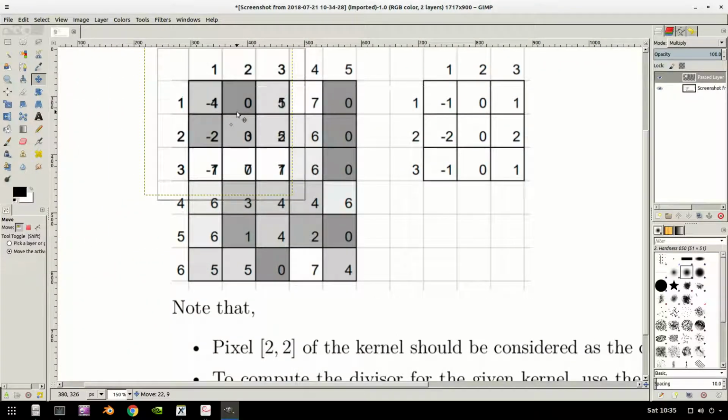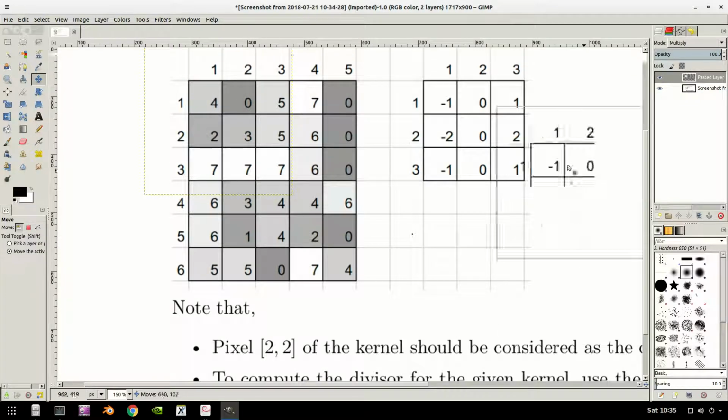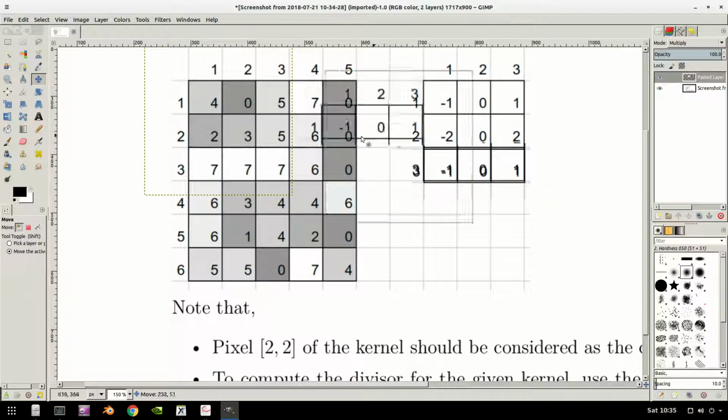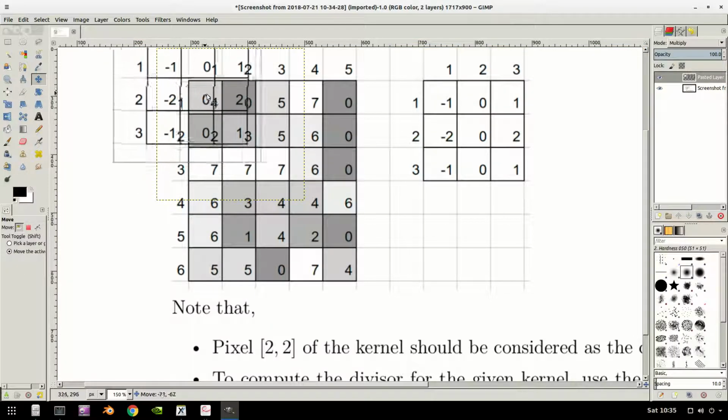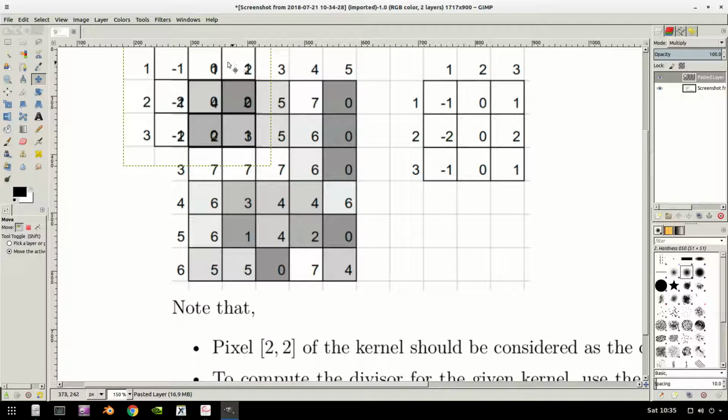You take this kernel, the kernel was over here, and you try to put it on top of this. If you're talking about this particular pixel, it's not a problem because it lines up nicely. But if you take it over here, some part of it is outside the image. So this is what is known as superimposing.